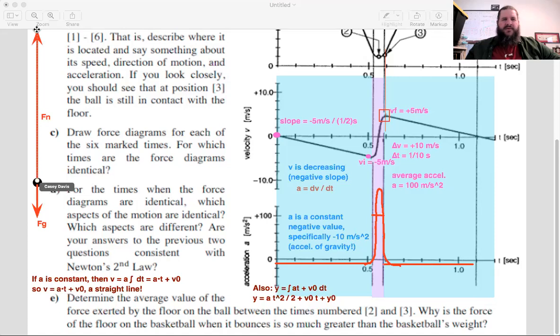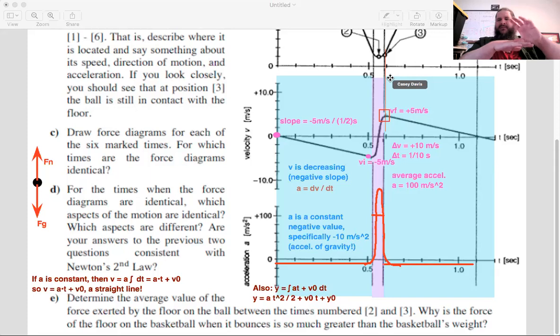Yeah, or at least same magnitude and opposite direction. So at instant 3, the fact that the acceleration appears to be 0 means the forces have to be canceling each other out. So the normal force has to have the same magnitude as the force of gravity. Time 3 is the instant when we're at a level of compression where the normal force happens to be the same strength as the force of gravity, the weight of the basketball.